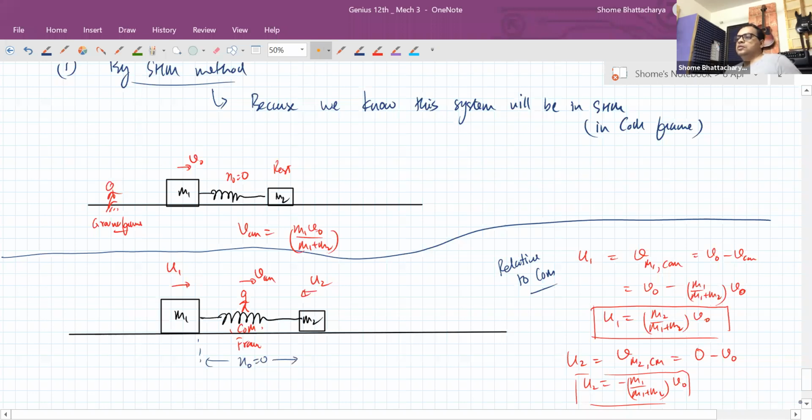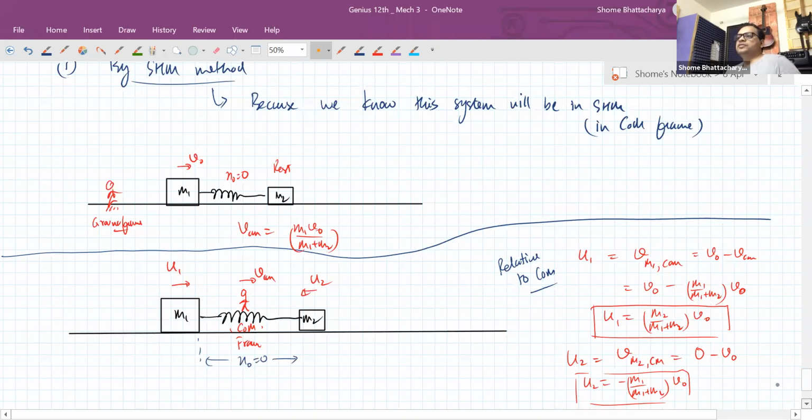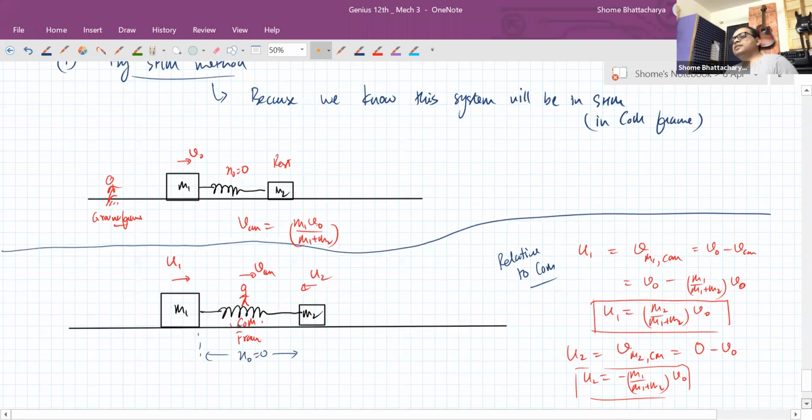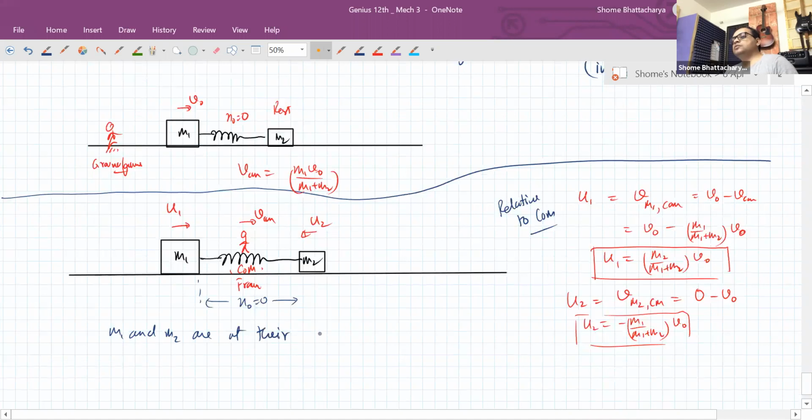Okay. And we can see that this is 0. So this is in which phase of SHM? So M1 and M2 are at their respective mean positions with respect to center of mass of SHM.